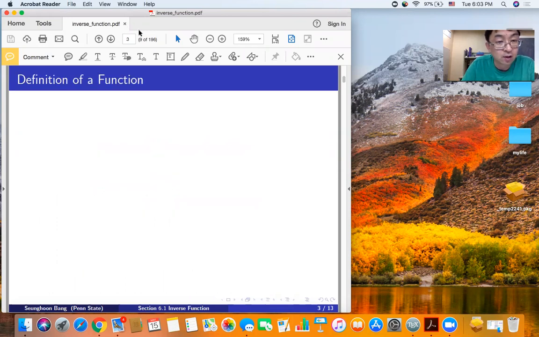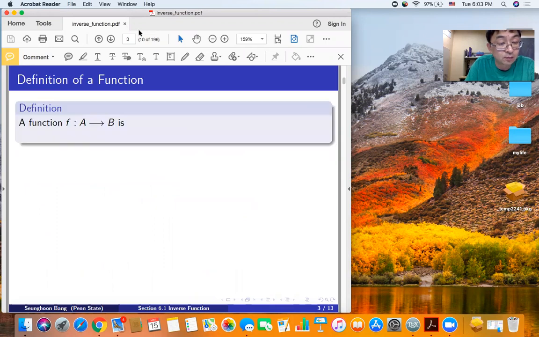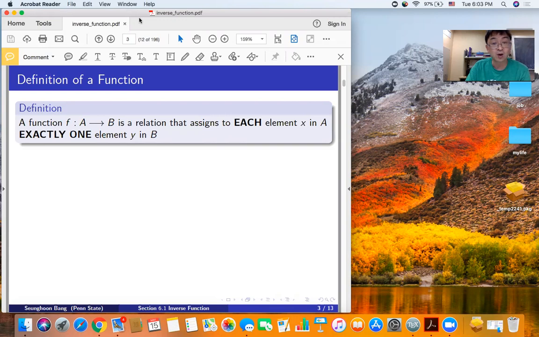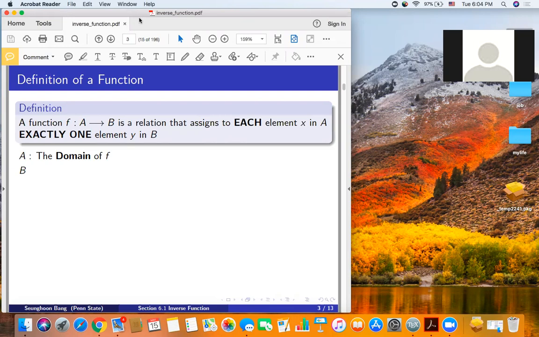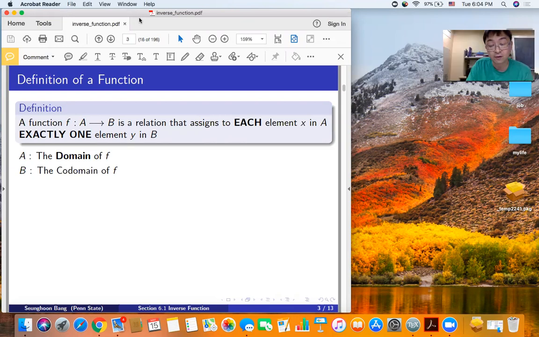The first one, the definition of a function. A function f from A to B is a relation that assigns to each element x in A exactly one element y in B. We call A the domain of f, and B the codomain of f.